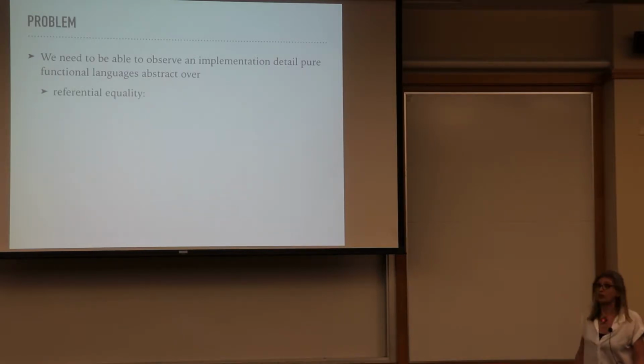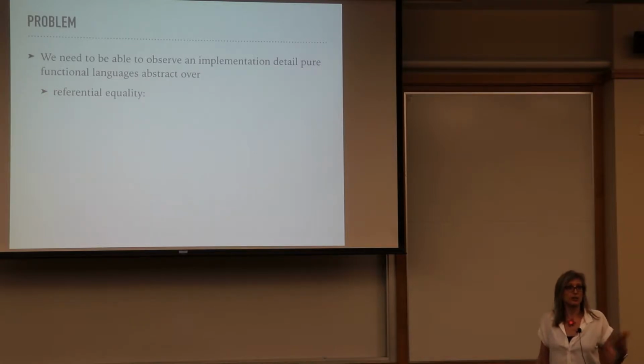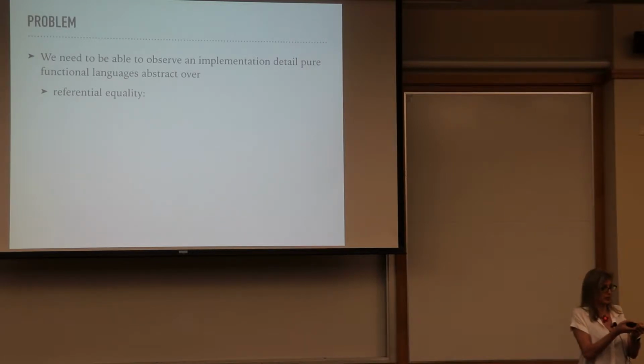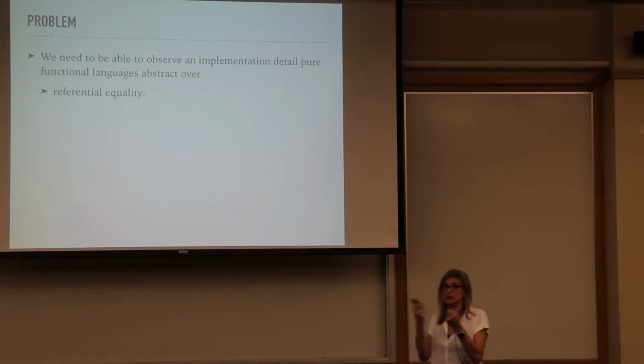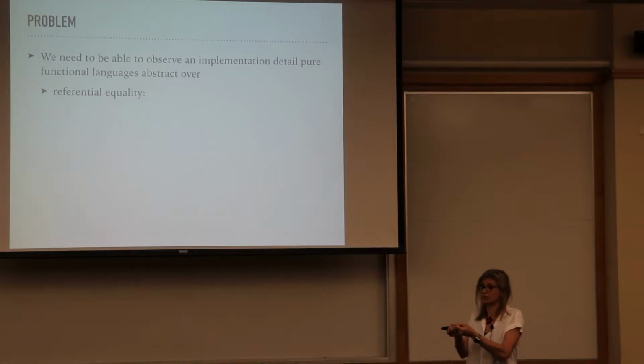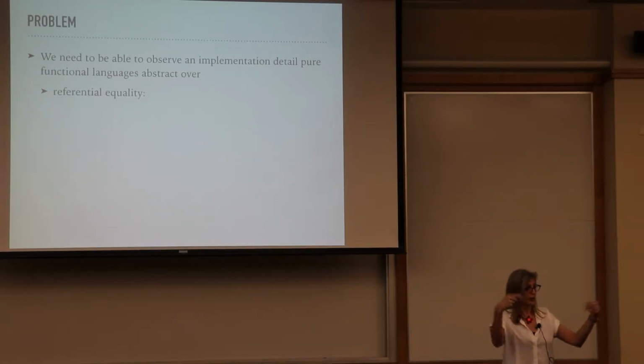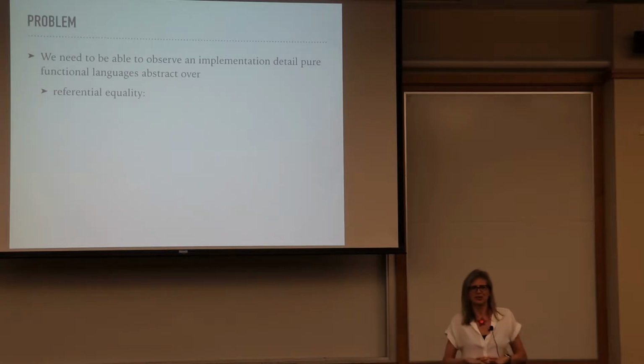So we have to observe an implementation detail that pure functional languages abstract about. For lots of other languages, it's actually possible to have referential equality. If I have two objects and I want to compare them, that's often the default for comparing two objects: it compares whether the pointers, the references to these objects, are the same. Any idea why that's not the case in a pure functional language?